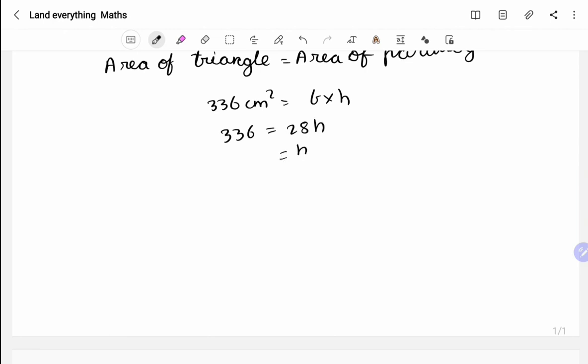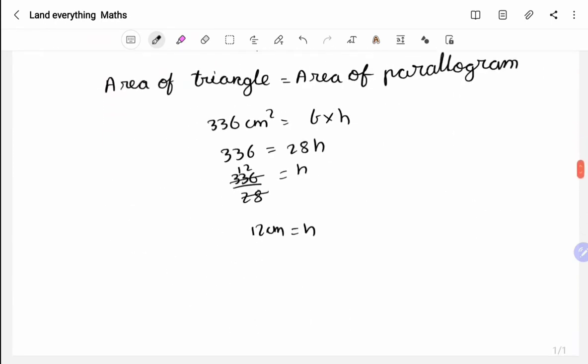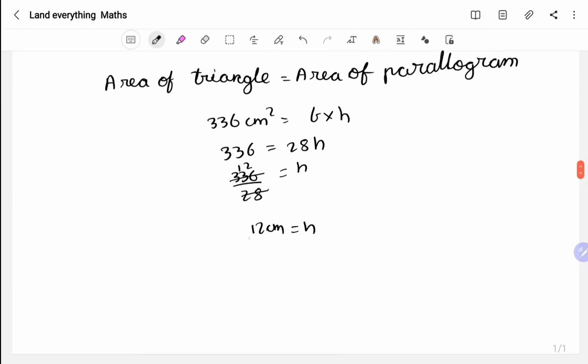Then height is equal to 336 by 28. Height is equal to 12 centimeters. As the question was, what is the height of the parallelogram? We have got height of the parallelogram is equal to 12 centimeters. Thank you.